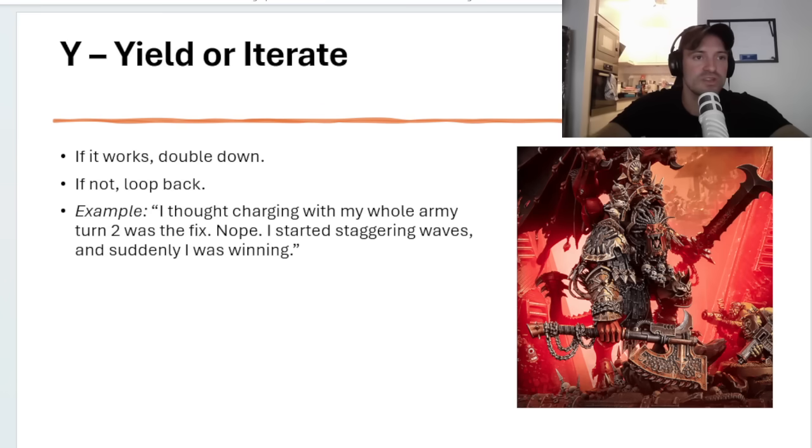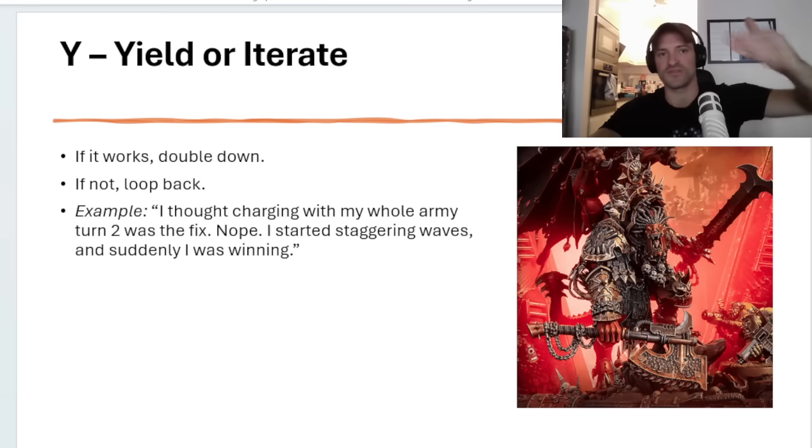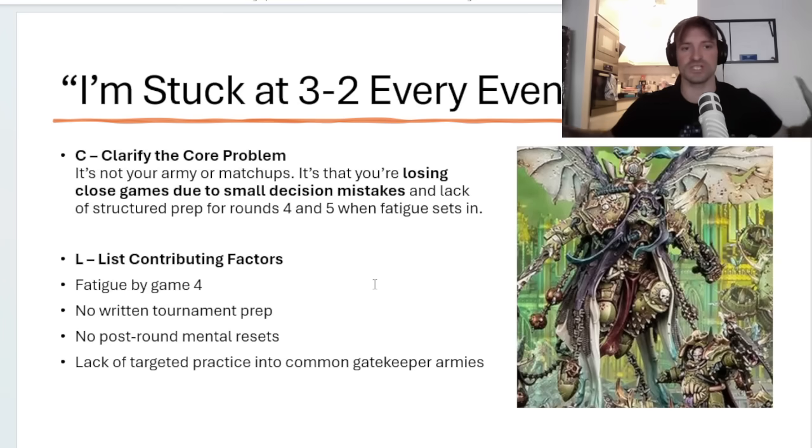So what I really want to do now is give you an exact example of how to take this from the top, right? So the statement is, I'm stuck at 3-2 every event. I can never make it to 4-1. I can never make it to 5-0. So let's go ahead and clarify the core problem.